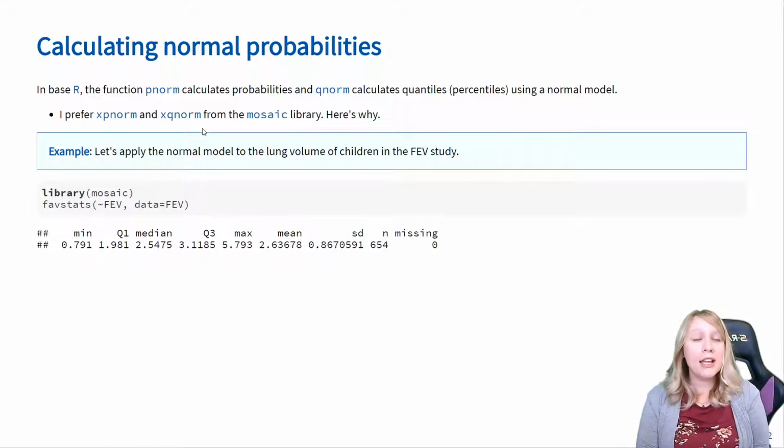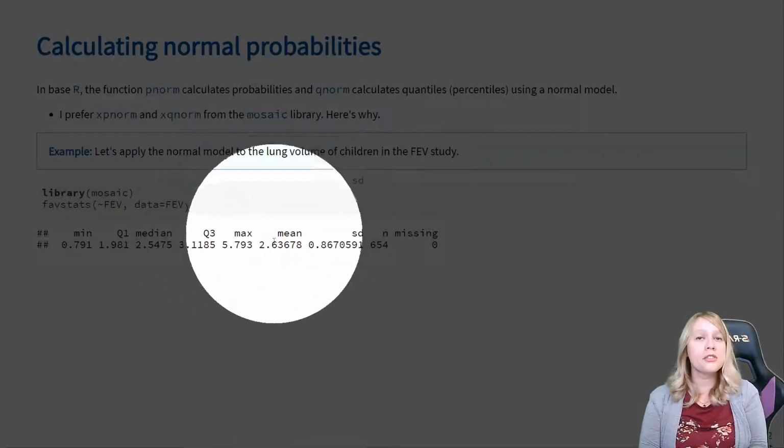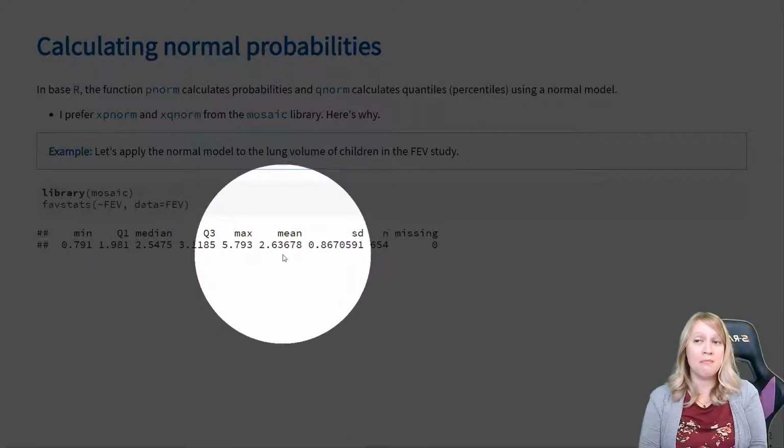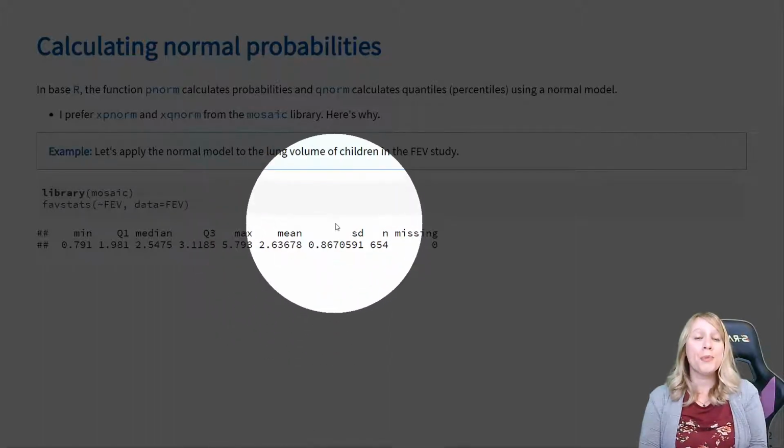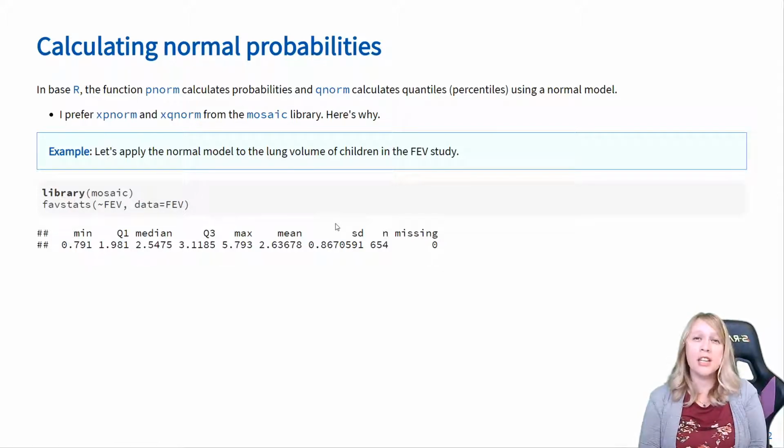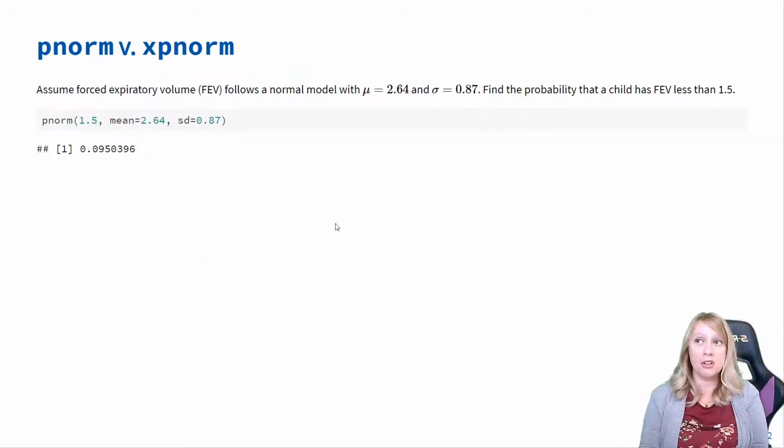So we're going to apply the normal model to the lung volume of children in the FEV study. When we looked at this histogram, it was a little bit skewed to the right. However, we did have a unimodal, decently symmetric curve, so this model might be a good approximation. In order to apply this approximation, I'll assume that my sample mean of 2.64 is a close approximation to the population mean, so I will set mu equal to this. I'll also make the assumption that the sample standard deviation is a good enough approximation to the population standard deviation.